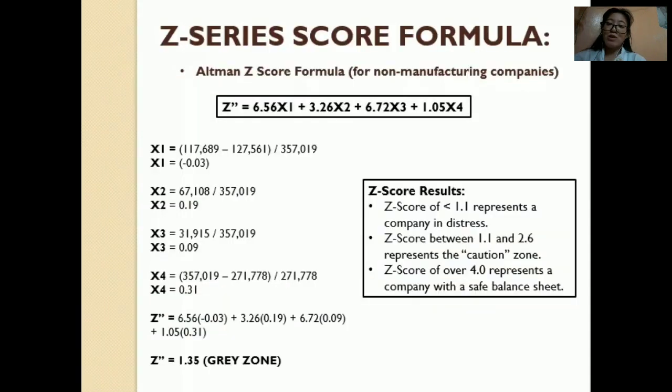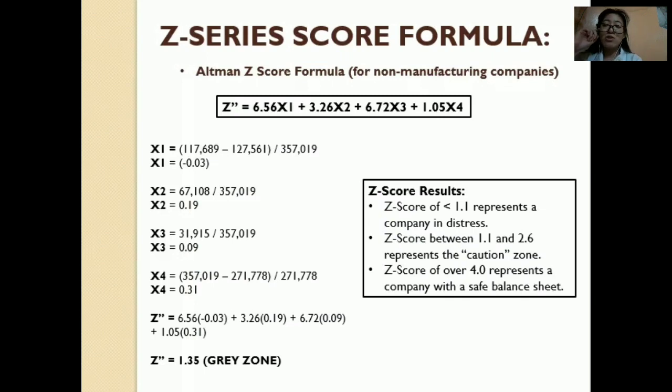So to get the value of X1, you need to divide the working capital by the total asset. To solve for the working capital, you need to subtract the total current liability, which is 127.6 thousand, from the total current asset, which is 117.7 thousand, then divide by the total asset, which is 357,000. So the value of X1 is negative 0.03. To get the value of X2, you need to divide the retained earnings, which is 67.1 thousand, by the total asset, which is 357,000. So the value of X2 is 0.19.